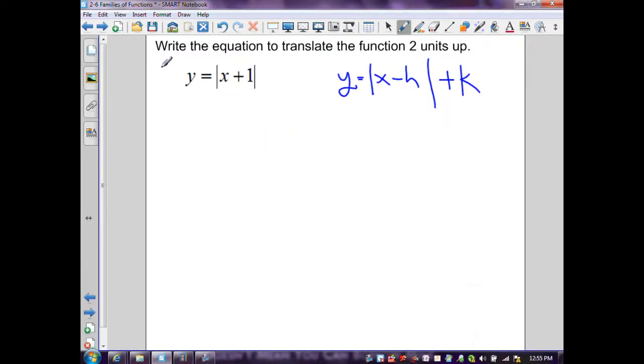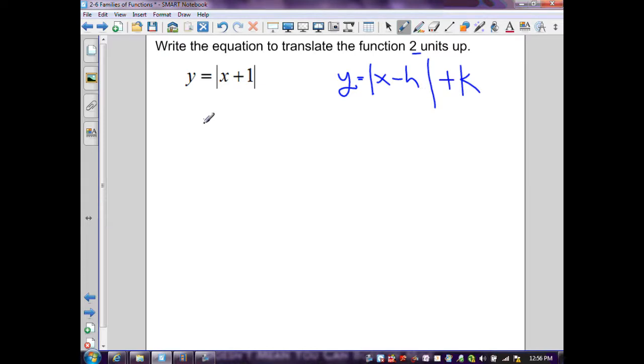Our next example wants us to write the equation to translate the function 2 units up. Recall our parent function y equals the absolute value of x, but we use this general function for translations. Y equals the absolute value of x minus h plus k. Here, we know that h would be a negative 1 because a negative times a negative would give us the positive 1. That tells us we're moving the function to the left 1 unit. But we want to translate this function also 2 units up. That would be our value of k on the exterior of our absolute value.